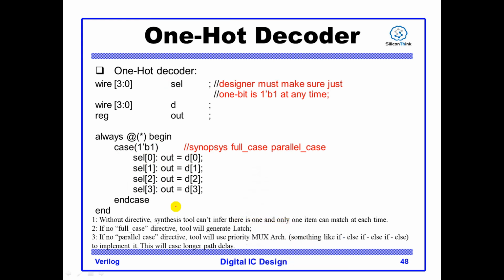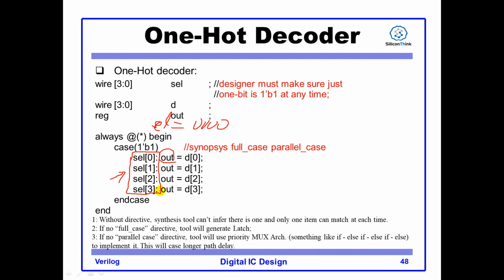So, is the first statement complete or not? Is the compare item complete or not? Is there any case where this always block is triggered and none of the items match, from the view of the tool? Yes, there is. The tool will think you may have sel equal to 0, 0, 0, 0. Yes, in this case, none of the match items will match. So out will keep the last value.